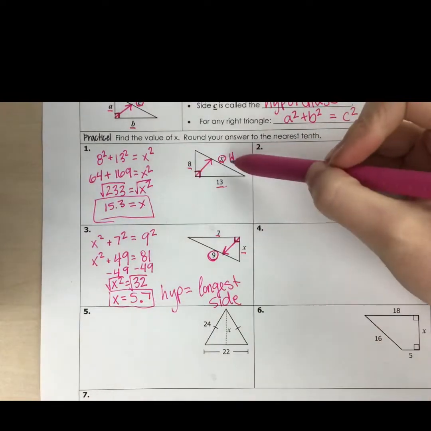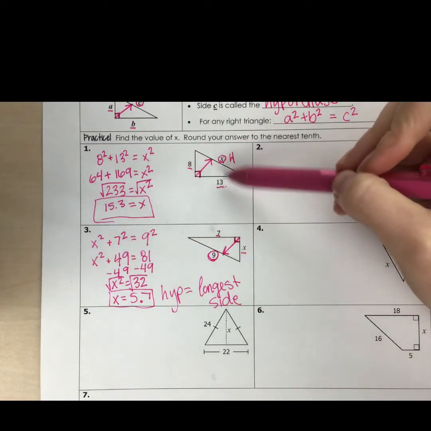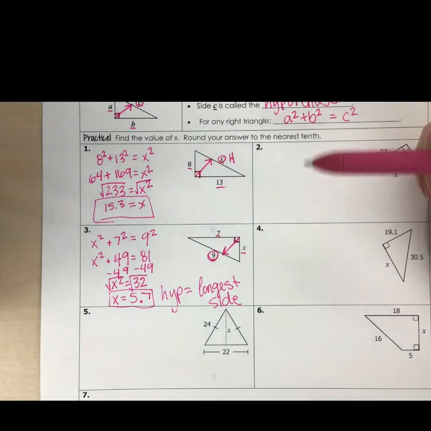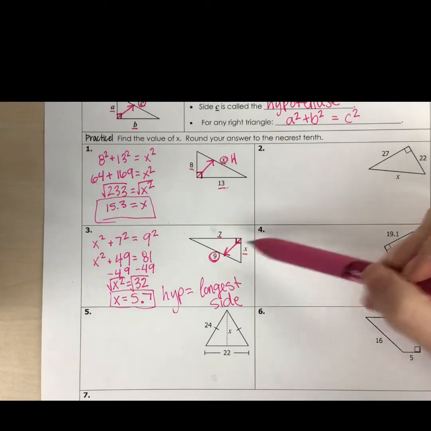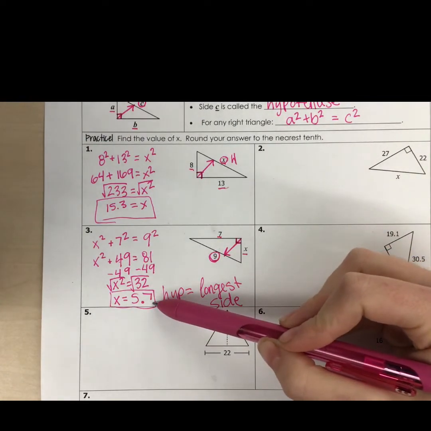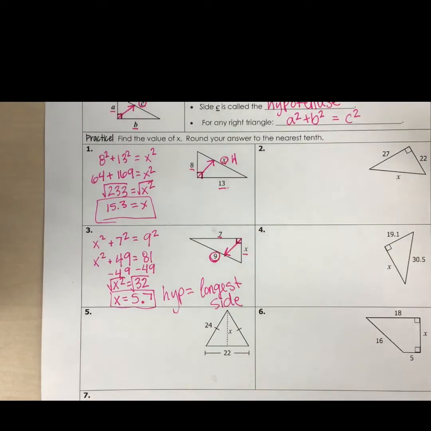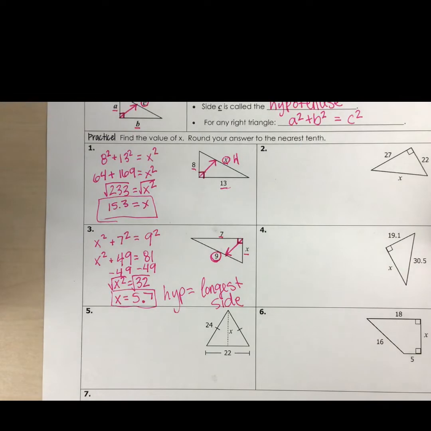So if we look back at question number 1, we got 15.3 for our hypotenuse, which is bigger than 13 and 8. If we go down to question 3, 9 was our hypotenuse, so x needed to be smaller than that, which ended up being 5.7. It's just an easy way for you to check and make sure that you're doing these problems the right way. Let's move on to looking at a couple more examples.